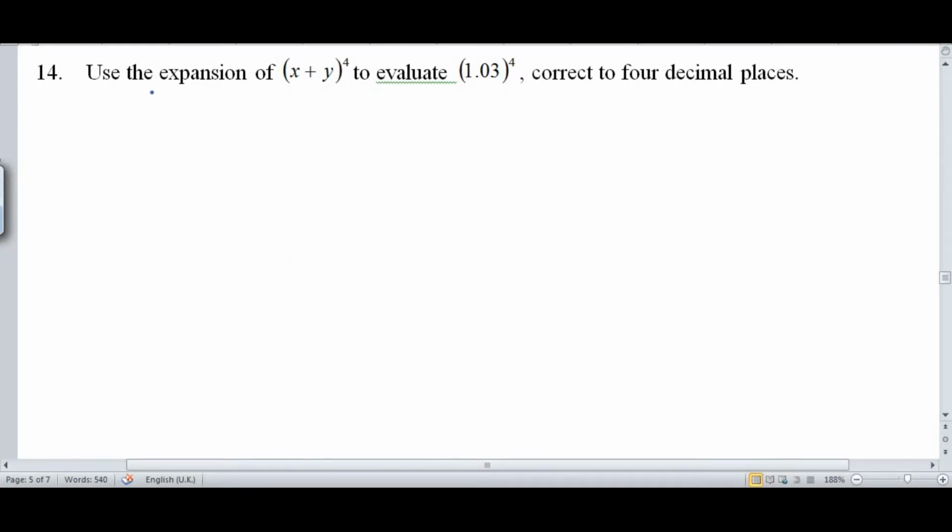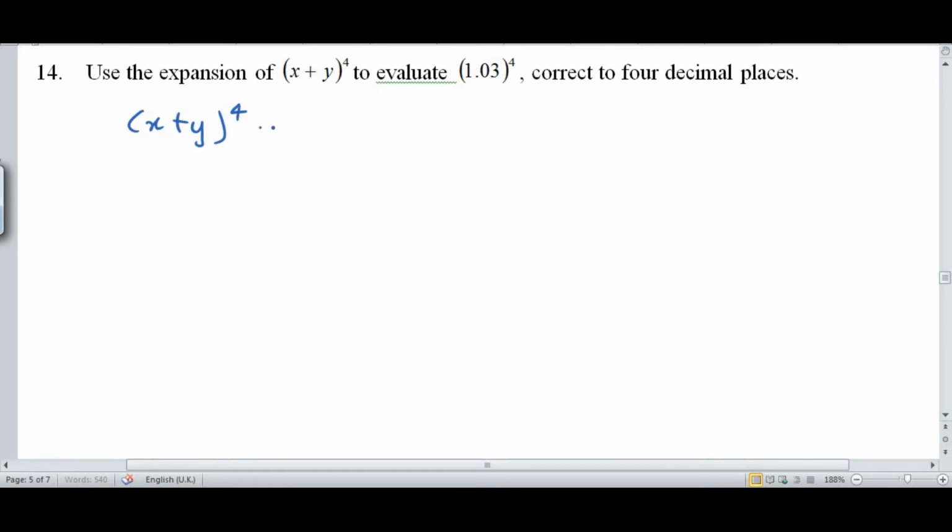Number 14: we use the expansion of (x + y)^4 to evaluate 1.03^4, correct to 4 decimal places. First of all, we have to expand the expression. So you have (x + y)^4.